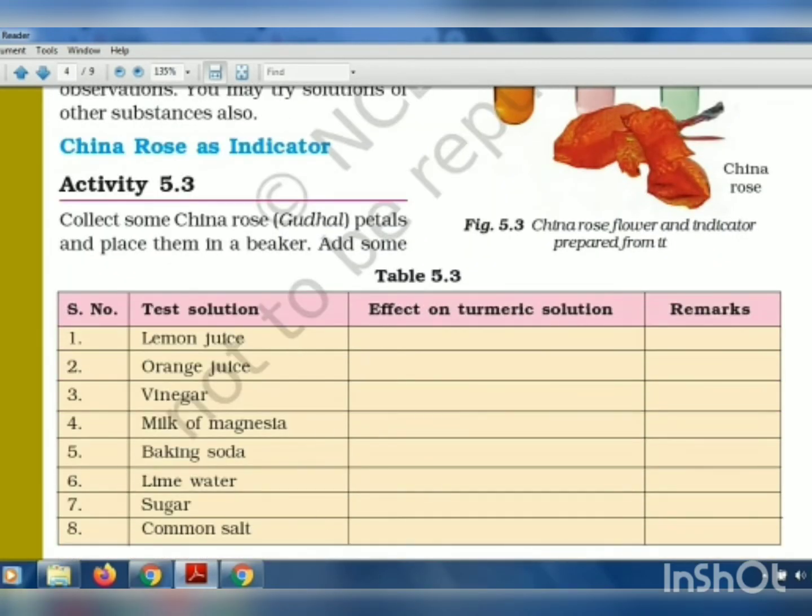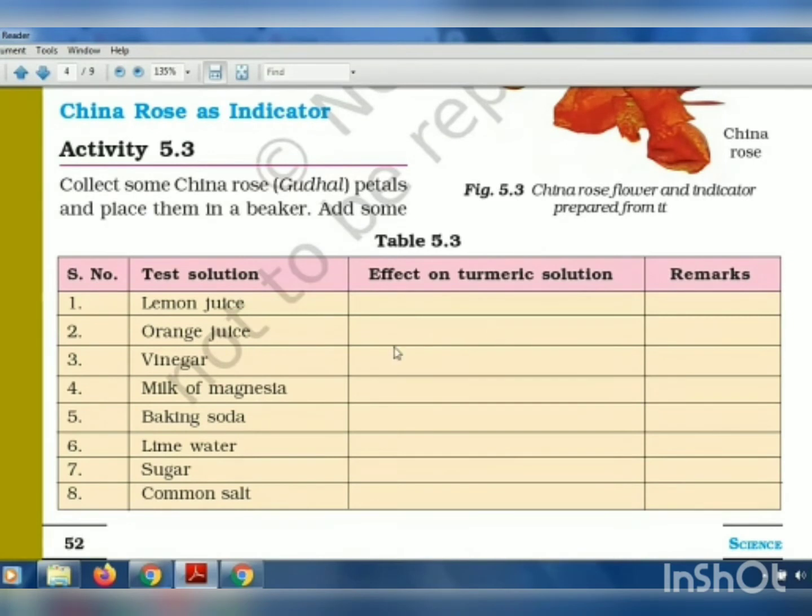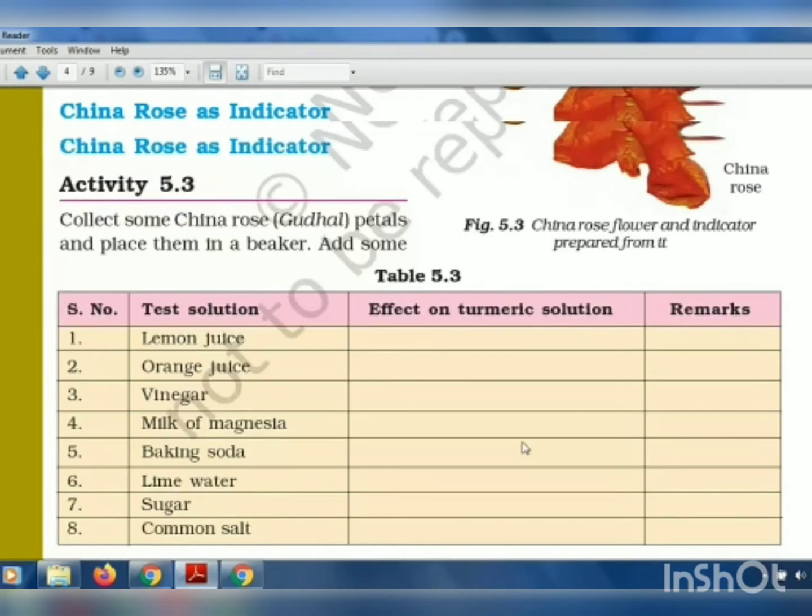So all these things we will do in the online classes. All these tables we will fill in, that is, what is the effect of turmeric solution on all these. But you should once try and see what you are getting. Okay. First, try to do it by yourself and test it by yourself.